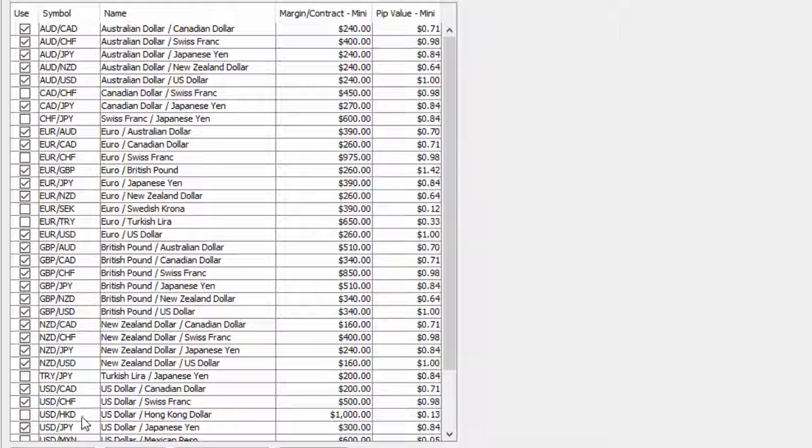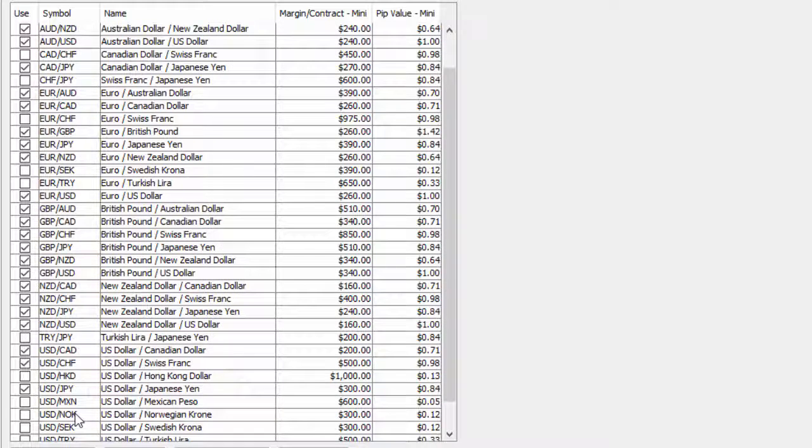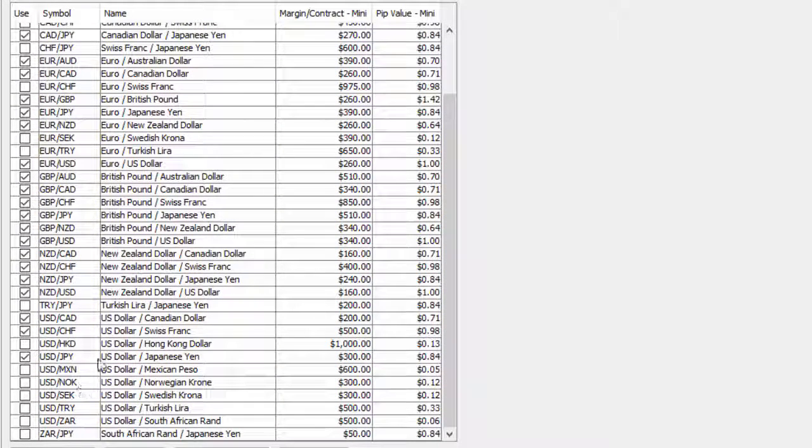I throw out the TRY. I throw out the Mexican dollar. Or no, excuse me, the Hong Kong dollar I throw out. MXN, I throw out the Mexican dollar. HKD is Hong Kong dollar. I throw that out. These just aren't liquid enough for you to consider.